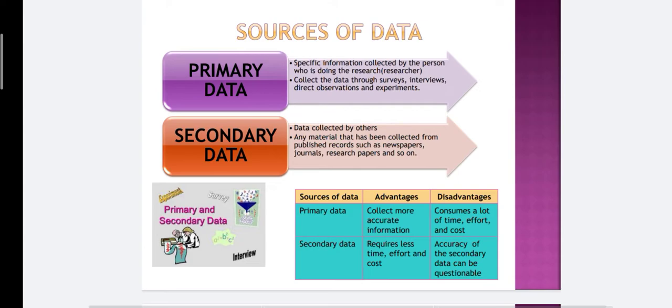Okay, tapi dia punya disadvantage-nya adalah accuracy of the secondary data can be questionable because of what? Because of data ni orang lain yang ambil. So dia punya objektif, at first objektif dia tu mungkin berbeza dengan kita punya objektif. So because of that lah, dia tak berapa accurate. Tapi dia lagi cepat nak dapat lah. Lagi cepat nak dapat, lagi cepat nak proses. Okay, so itu adalah beza antara primary data and secondary data.